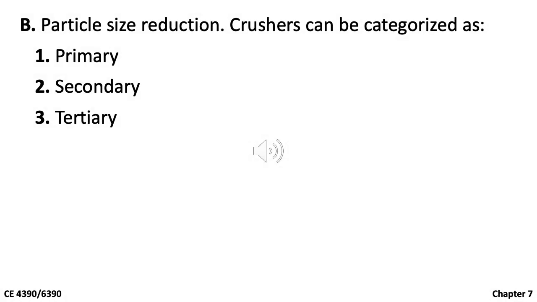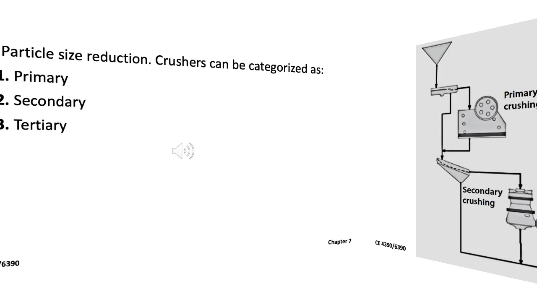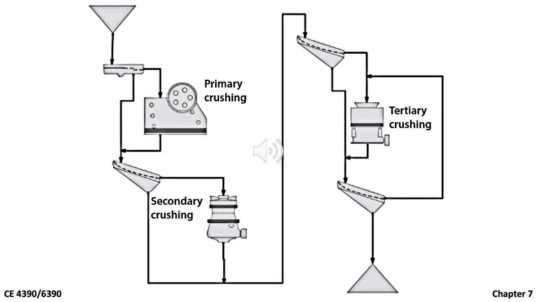Section B, let's learn more about the size reduction process. Rock crushers can be categorized into the following types: primary crushers, secondary crushers, and tertiary crushers. This figure illustrates the crushing cycle, which typically includes three different crushing processes.